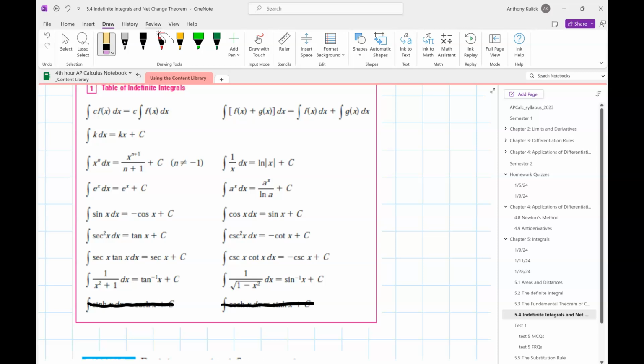And then I crossed out the two hyperbolic trig functions because we haven't talked about hyperbolic trig functions. We're not going to talk about hyperbolic trig functions. I've never talked about a hyperbolic trig function. So I crossed those out. Is it out of the scope of this course? Yeah.